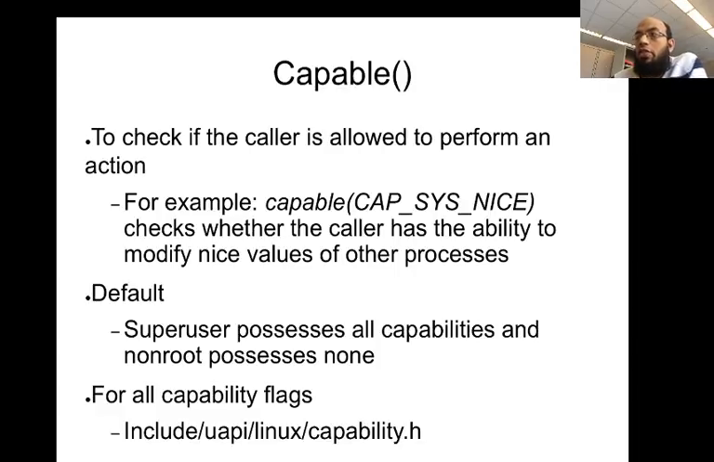Capabilities flags set for different users are defined in include/uapi/linux/capability.h. This is where super users and non-super users are actually defined.